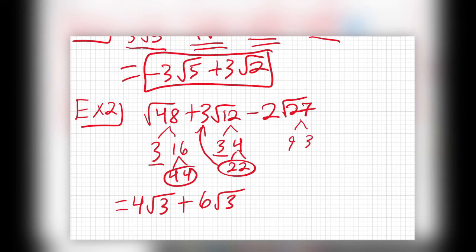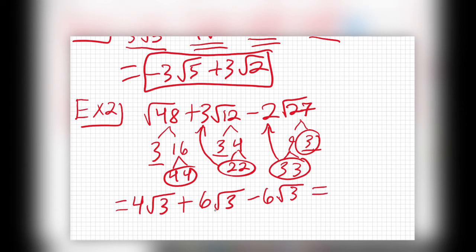27 now, minus 2 times the square root of 27. 27 gets broken down into 9 and 3. 9 becomes 3 and 3. So we have a pair of 3's with that lone 3 left underneath our square root. So 3 times 2, minus 6 times the square root of 3 right there. Now, combining like terms, 6 square root of 3 minus 6 square root of 3, those both go away, and we're left with 4 times the square root of 3.